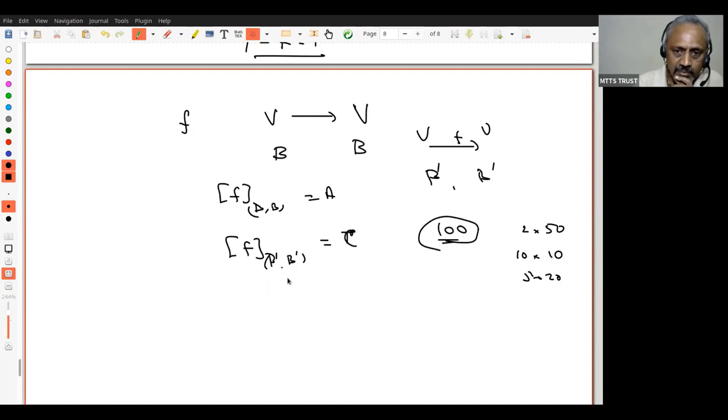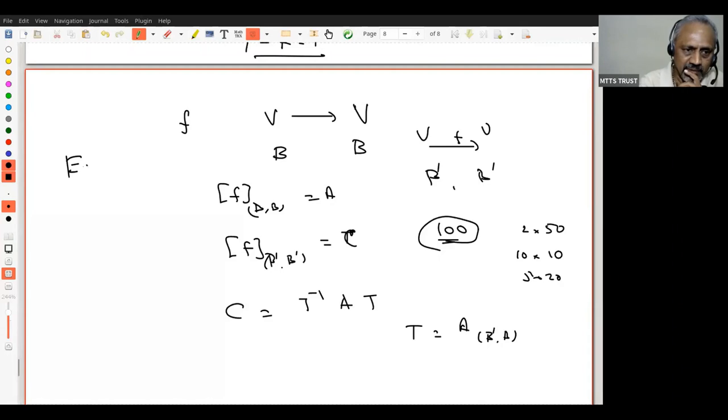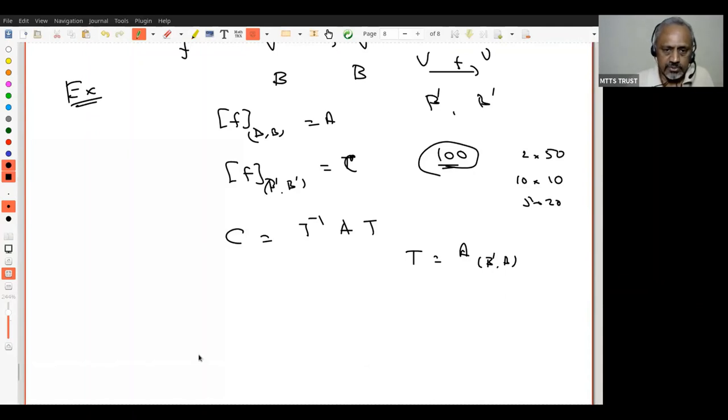So what we found from the earlier one is that these two matrices are related by something like T inverse A T, where T is the transition matrix from B dash to B. Because in place of W I am writing B. So this will be an exercise. Please go through it. Right, so this introduces the word: two matrices are called similar if I can find an invertible matrix T so that C equals T inverse A T.